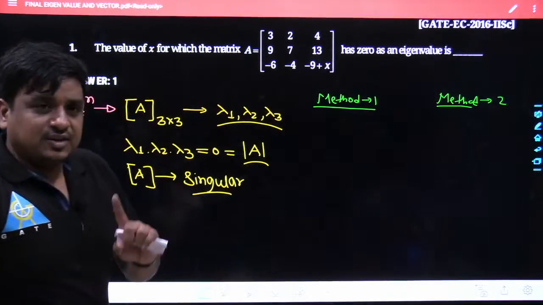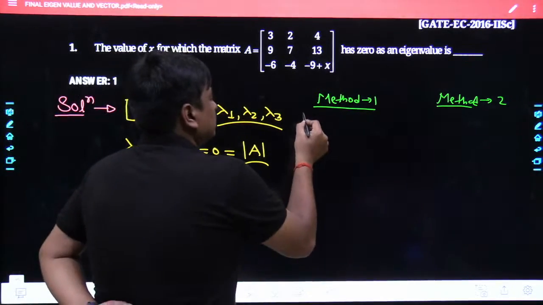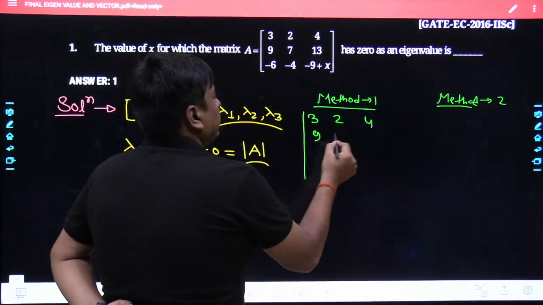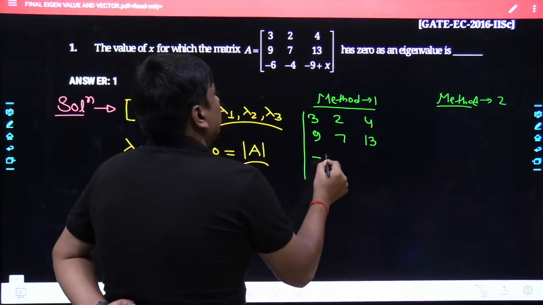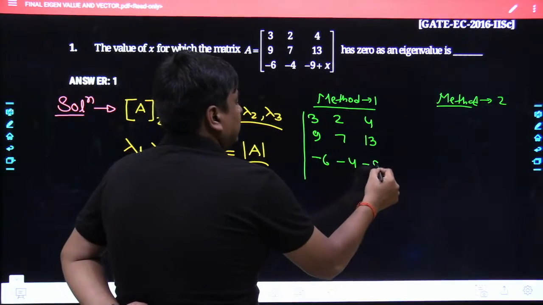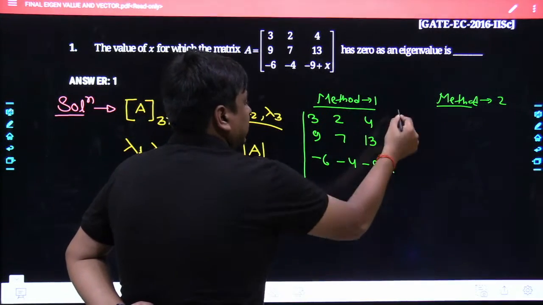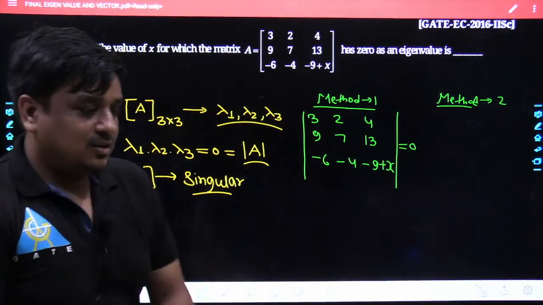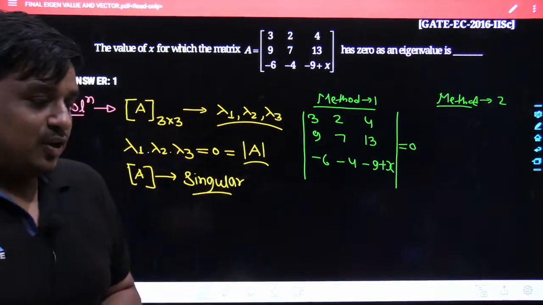So in the first method, what the students are supposed to do is take the determinant of 3, 2, 4, 9, 7, 13, minus 6, minus 4, minus 9 plus x. They will take the determinant of it and compare it with 0. And the smart students, what are they going to do?